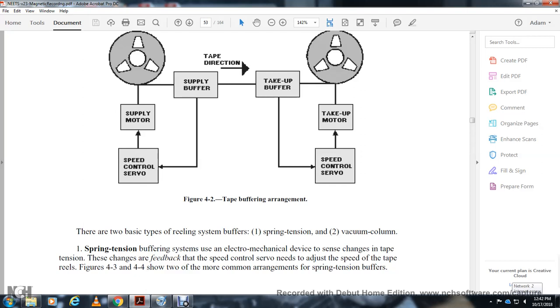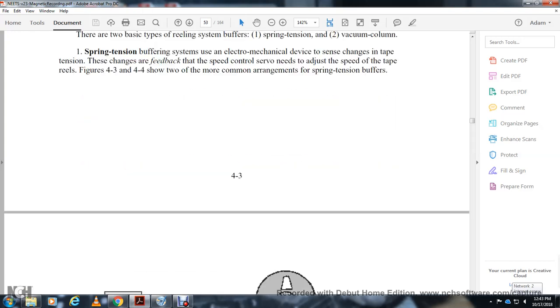There are two basic types of reeling system buffer: the spring tension buffer and the vacuum column. In the spring tension buffer system, an electromechanical device senses the change in tape tension and sends feedback to the speed control servo, which adjusts the speed of the tape reel. Figure 4-4 shows two more common arrangements of spring tension buffers.